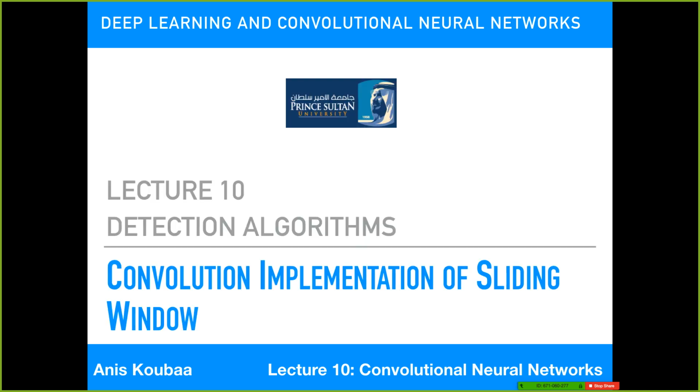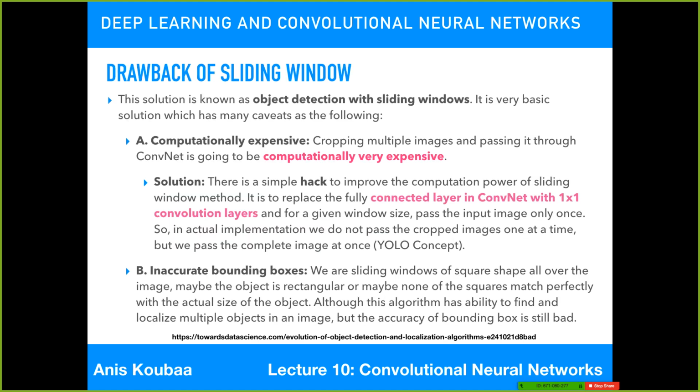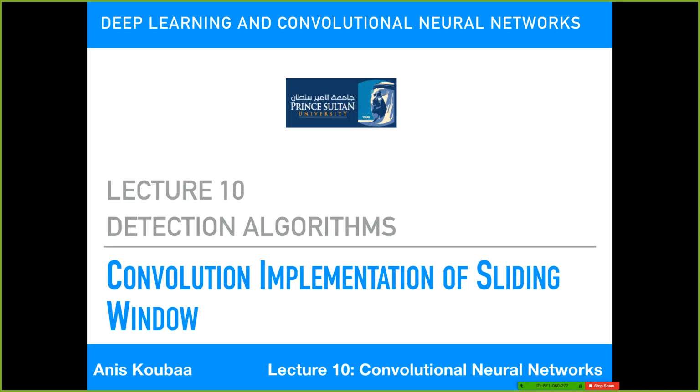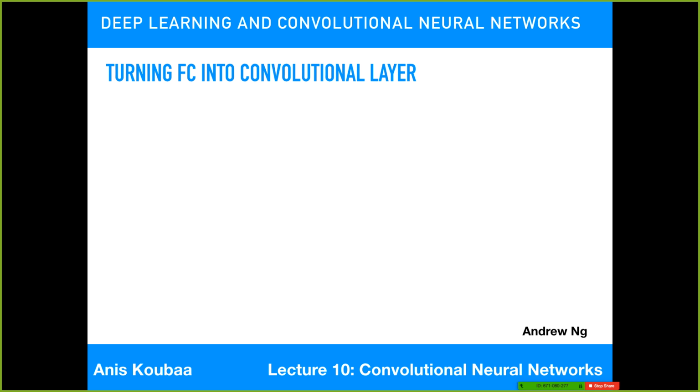So these problems were addressed by the YOLO algorithm, the object detection algorithm. The first problem, the computationally expensive sliding window operation, was replaced by one-by-one convolution. So what is the concept of one-by-one convolution? The idea here is to turn the fully connected layers into convolutional layers. So let's first understand how to do this, and then we will generalize it to the object detection context to see how we can use convolution for object detection.